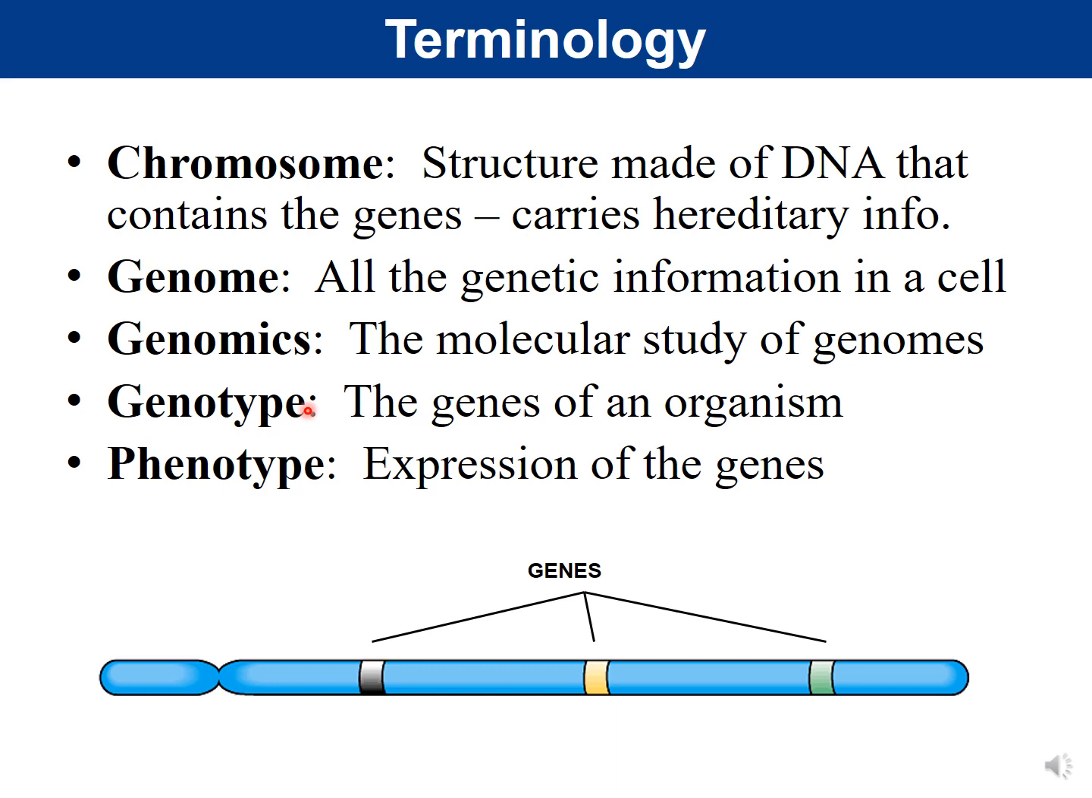A genome is all of the genetic information in the cell. The first organism to have its genome mapped was E. coli. The human genome was completed in 2003. So all the way back 17 years ago in 2003, we had mapped the human genome.